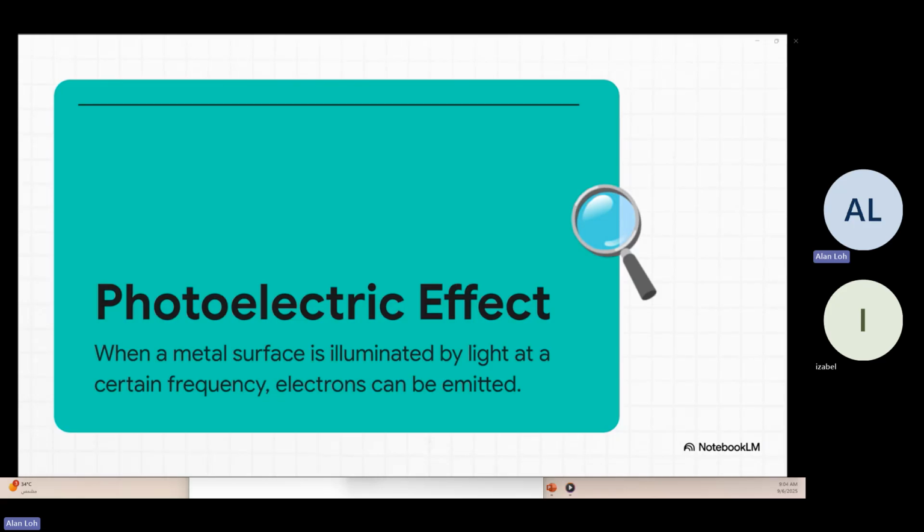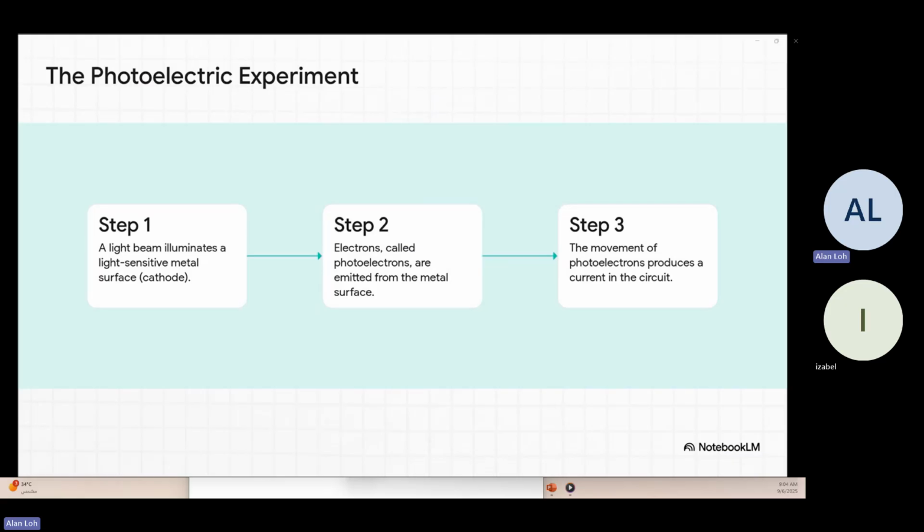Now, the observation here is simple. You shine a light on a piece of metal, and sometimes it knocks electrons loose. Sounds pretty straightforward, doesn't it? But, as you can probably guess, the details made absolutely zero sense under the old rules. The experiment itself couldn't be simpler. You've got light hitting a piece of metal, electrons fly off, and those moving electrons create a current you can measure. Easy. But the results from this incredibly simple experiment were about to cause a massive headache for the whole light is a wave idea.